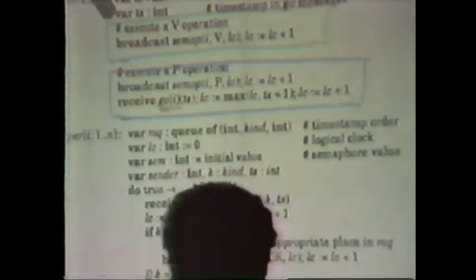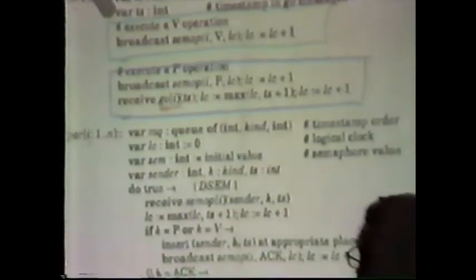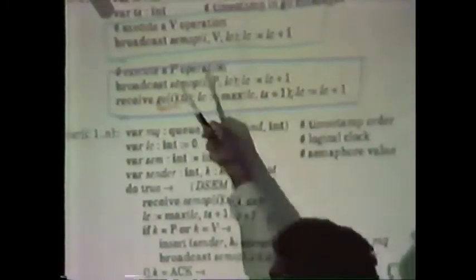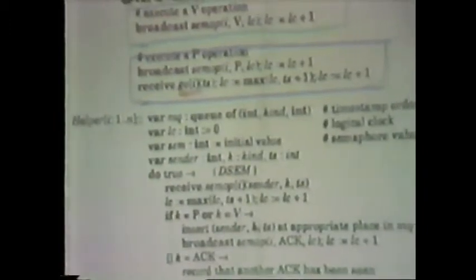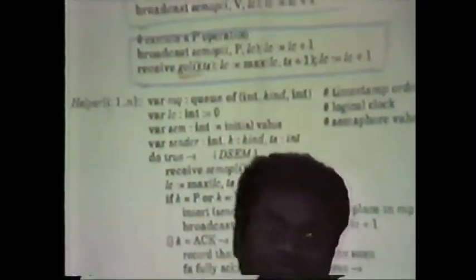Now, let's look at the helper processes. The helper processes are again written in the same way. This is the ith helper that is shown here. And there are n helpers. And each helper has its own local variables, these two. MQ is a queue data structure. Okay? And LC is its own logical clock. Nothing to do with the logical clock of the user process. Okay?